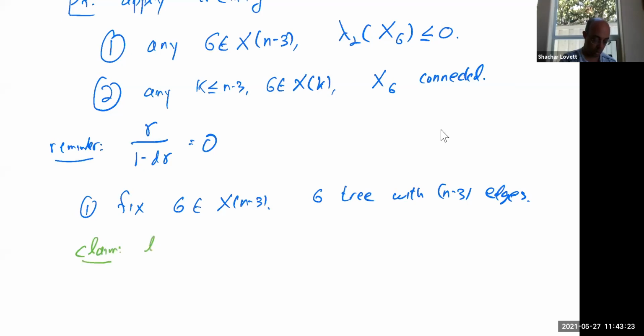Following thing. Let VW be in X sigma 1, which means these are two edges. So these are nodes of the complex, but nodes of the complex correspond to edges in the graph. So there are two edges that I could add to sigma and it would still be a tree.